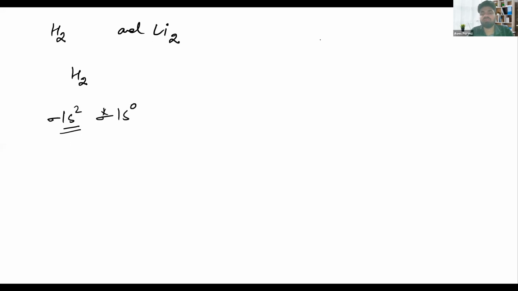But if I talk about lithium, it has 3 electrons, so in Li2 the total number of electrons is 6. So we have 1s2 sigma, then 1s2 sigma anti-bonding, and then 2s2 sigma bonding. Here, how many electrons? There is 1 bonding pair and 1 anti-bonding pair.